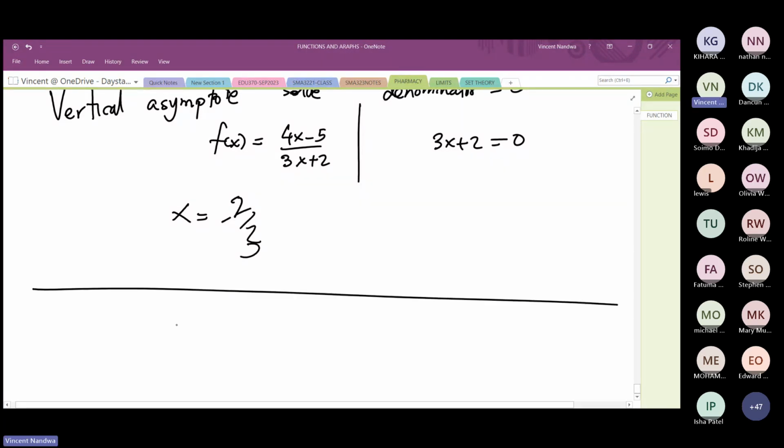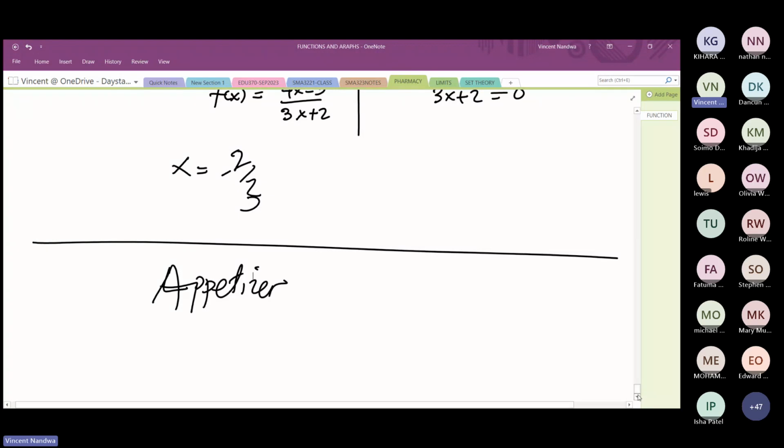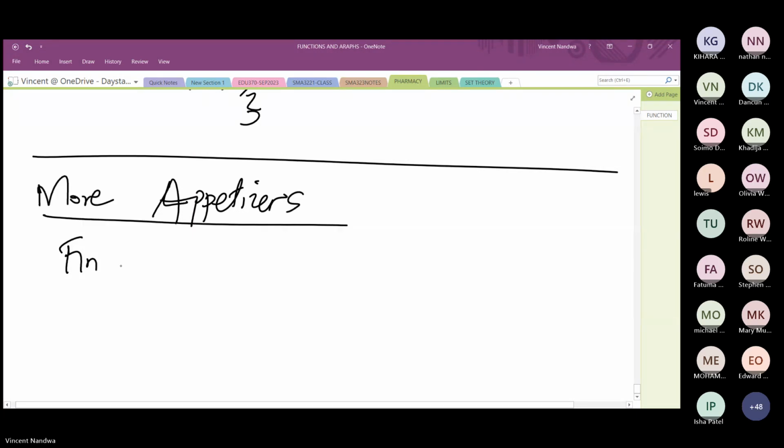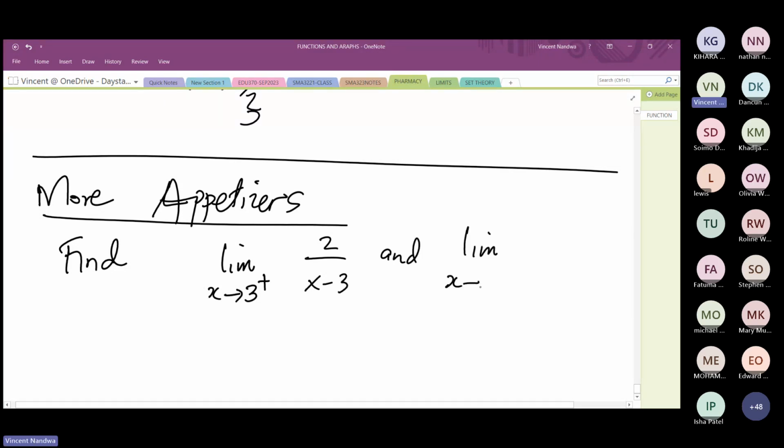So, just as an appetizer, in relation to what we did last time, if someone asks you to find this limit as x approaches 3 from the right hand side of 2 over x minus 3, and the limit as x approaches 3 from the left hand side of 2 over x minus 3.